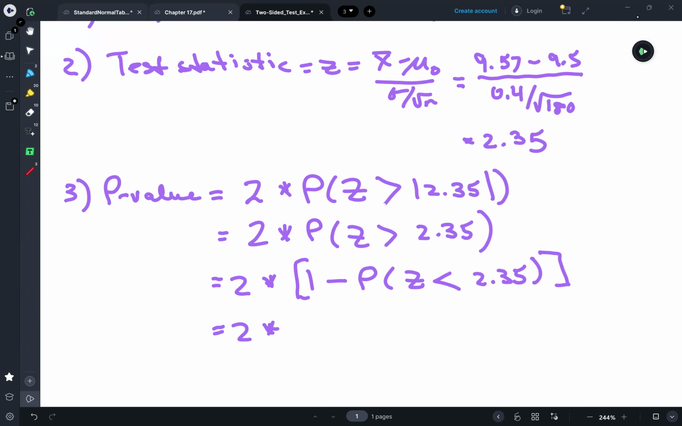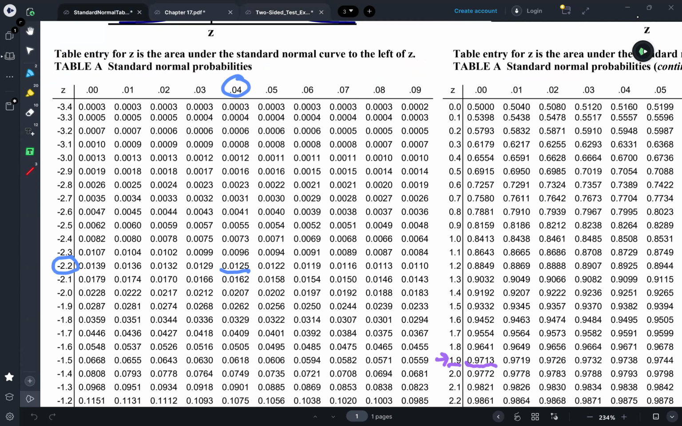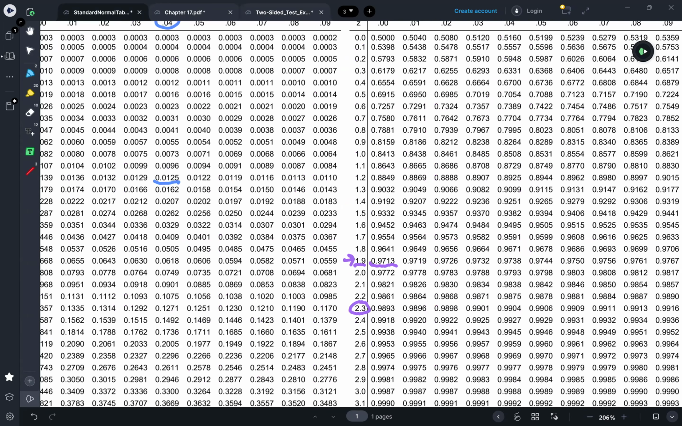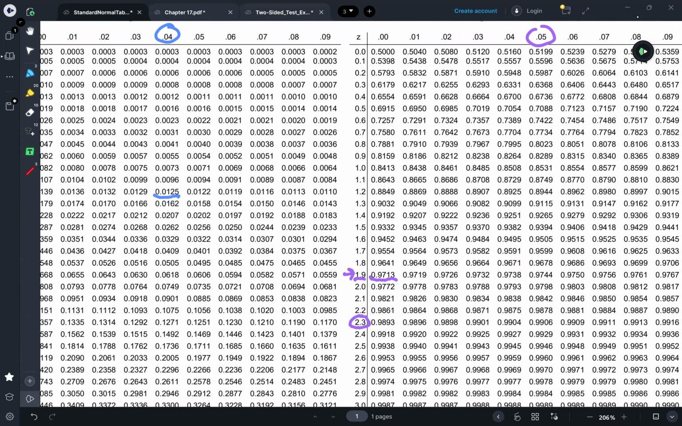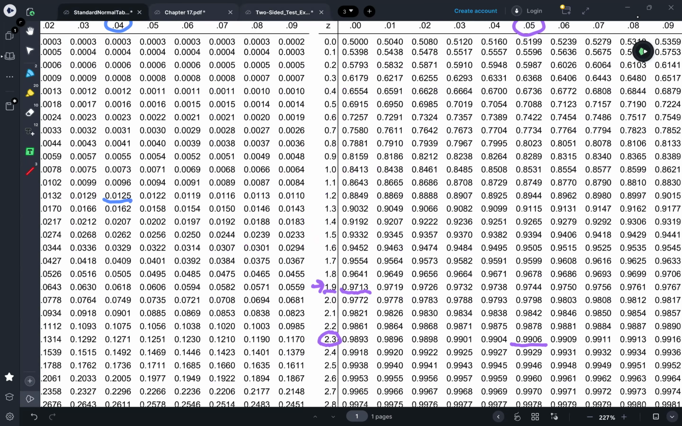2 times, we're going to grab the table and go 1, subtract that table value. So we'll go and we'll get the table. That's 2.35. Right there. 2.35, right? 2.35 for our test statistic. I get 0.9906.